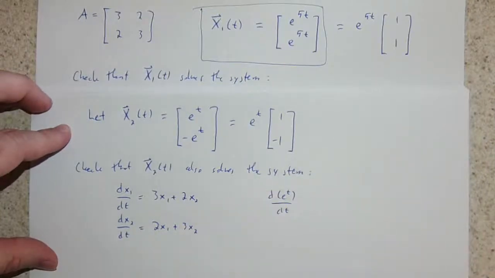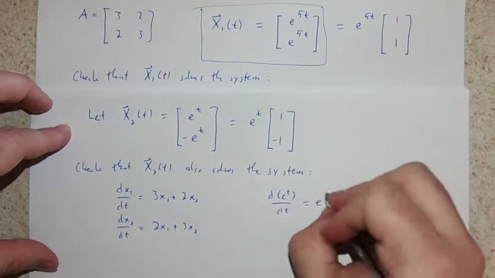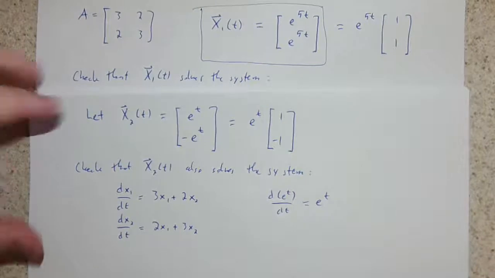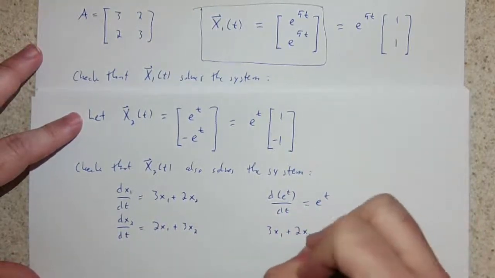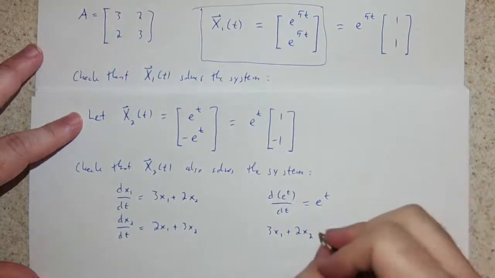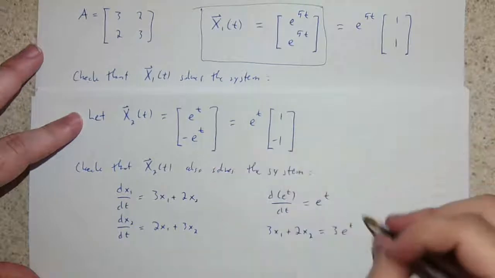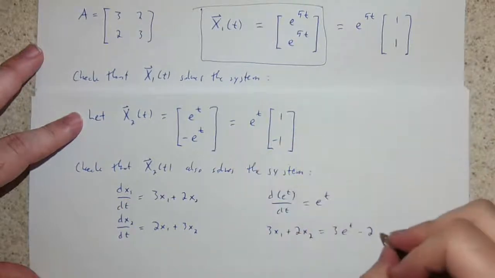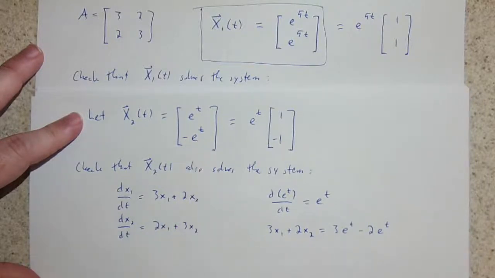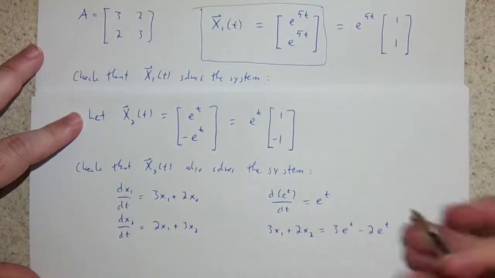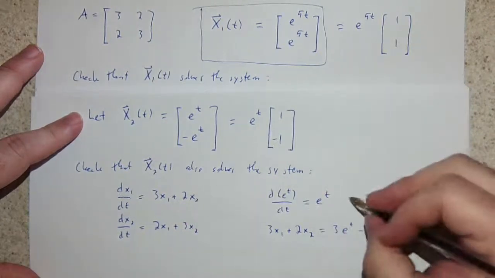So let's see here. This is e to the t. I think we can do that derivative. But what is 3x1 plus 2x2? Well, that is 3e to the t minus 2e to the t, because x2 is minus e to the t. So this is 3e to the t minus 2e to the t, so this is just e to the t. So the first equation matches.